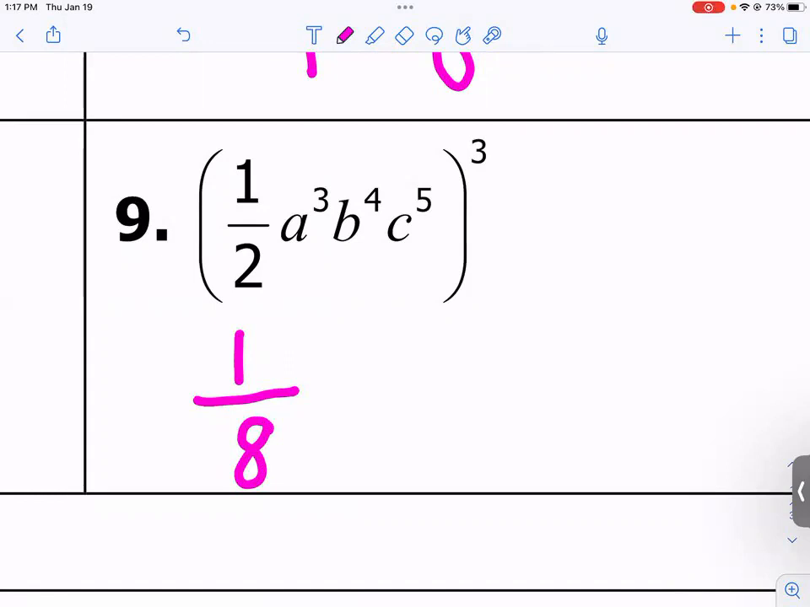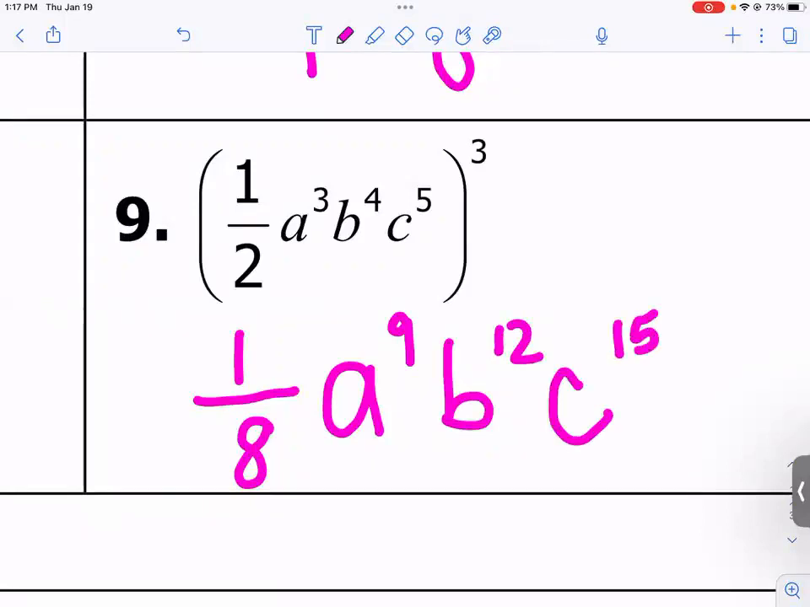And then we have A to the 9th, B to the 12th, C to the 15th.